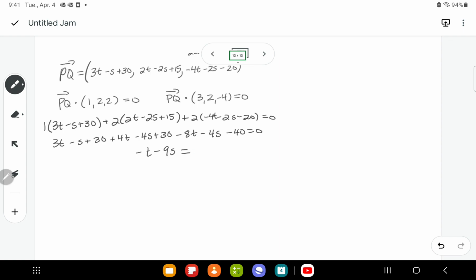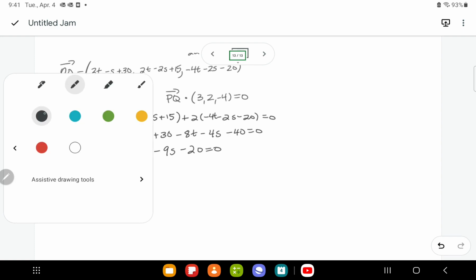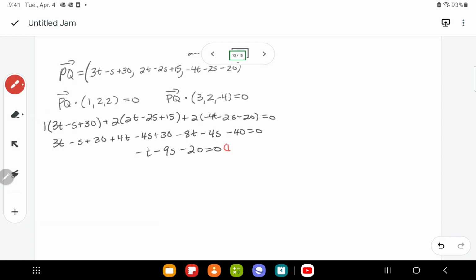And I'm just going to move the, no, you know what, I'll just make it equal 0. So then the number part, so I have 30 plus 30 is 60 minus 40, so I get minus 20 equals 0. Okay, so I'm going to take that as equation 1.